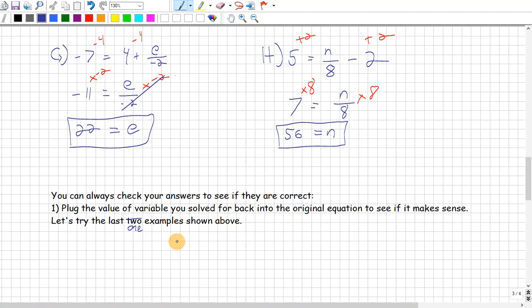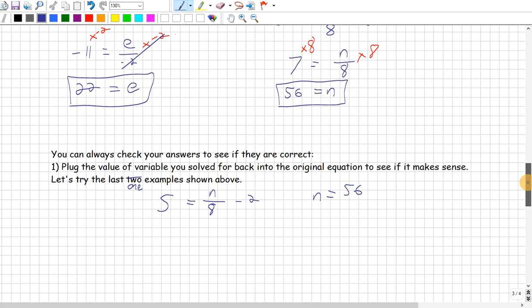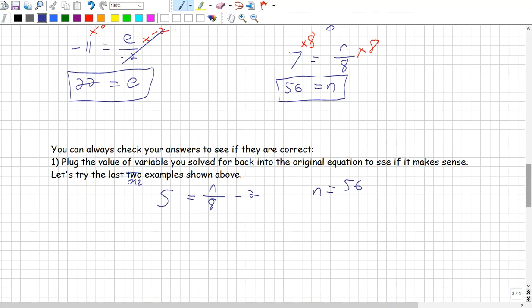I'm going to start with my original equation. 5 is equal to n over 8 minus 2, and n is equal to 56. Remember the very first lesson, we showed how to plug values in. I think it was 2 lessons ago or something. We plugged the value into the variable, replaced the variable with the value, and solved the equation. We've done this before.